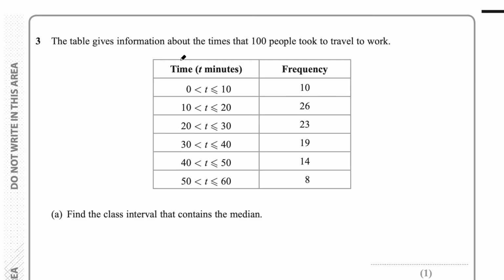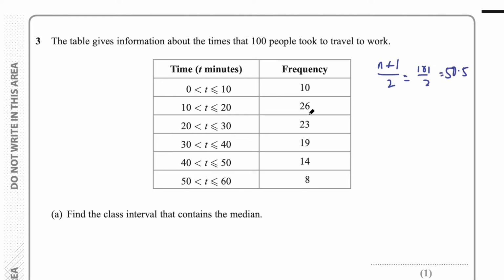Question 3 says the table gives information about the times that 100 people took to travel to work. Find the class interval that contains the median. So the median is the middle value. One way you can find that is to do n plus 1 divided by 2, where n is the total frequency. So we're told this table contains information about 100 people. So this is going to be 101 on 2 or 50.5.